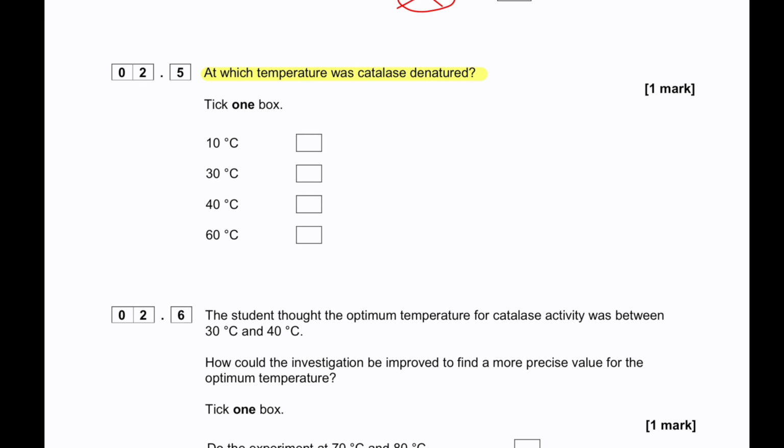So we can nicely say at 60 degrees Celsius, catalase was denatured. Denatured meaning that this particular enzyme has changed its shape permanently and it went to the point of no return, that the shape of the enzyme will ever be back.